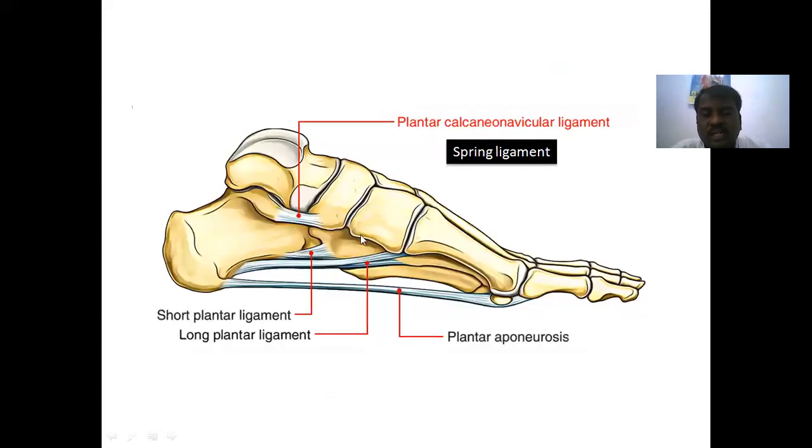See, this is the spring ligament. This is the sustentaculum tali of the calcaneum. It is attached to the anterior margin and reaches the plantar surface of the navicular bone, which has the tubercle. This is the spring ligament. The head of the talus always rests on this spring ligament, which gives support.